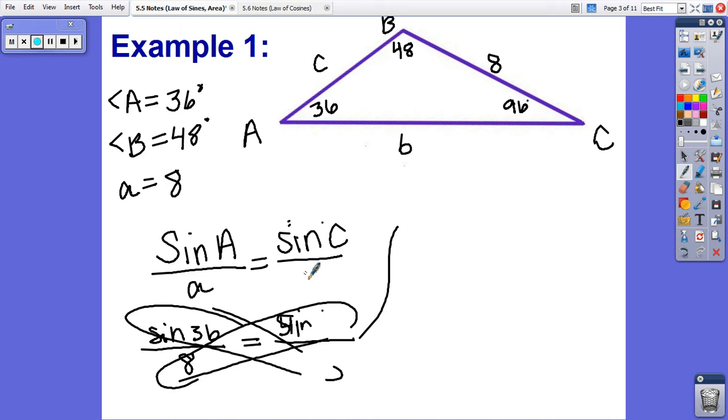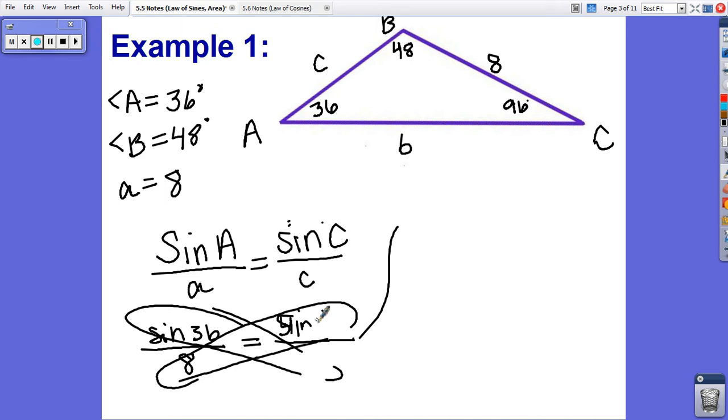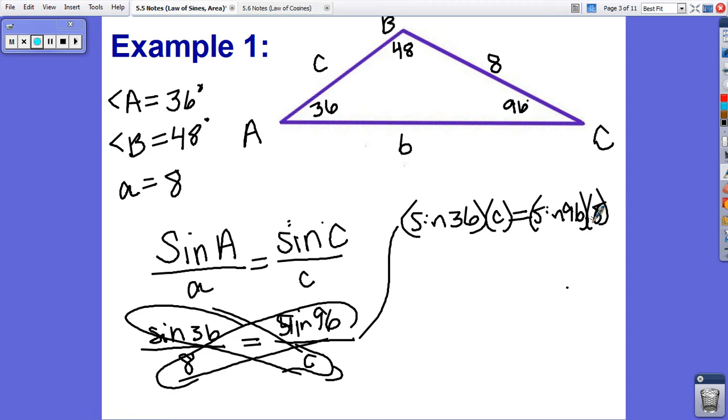And it'll be sine C over little c. So the sine of C, sine of 96 over little c, you would still cross multiply. So now I'm going to do sine 36 times sine of 36 times c is equal to sine of 96 times 8. And then I want to solve for c, so I'm going to divide by sine 36. If I do it on one side, I have to do it on the other side.